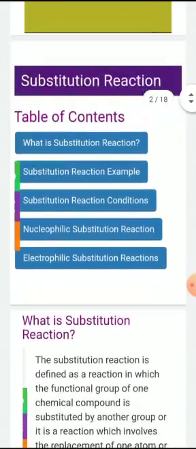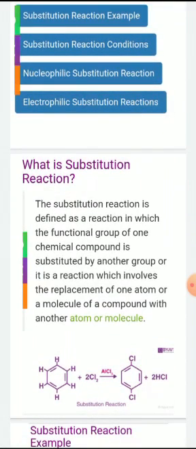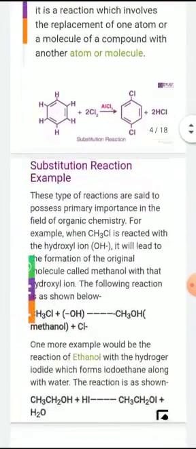See the table of contents: what are substitution reactions, their examples, conditions, and further their types. First of all, what is a substitution reaction? Substitution reactions are those reactions in which the functional group of one chemical compound is substituted by another group. See their example for better understanding of how groups or atoms are replaced in a compound.